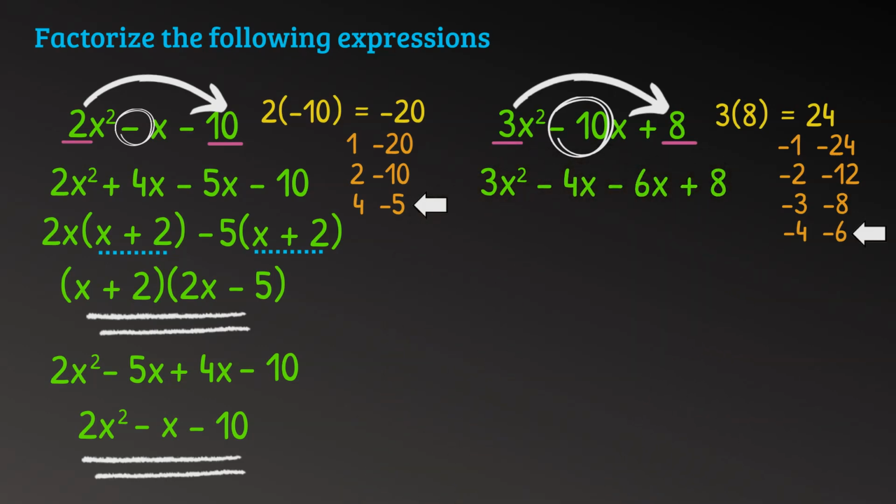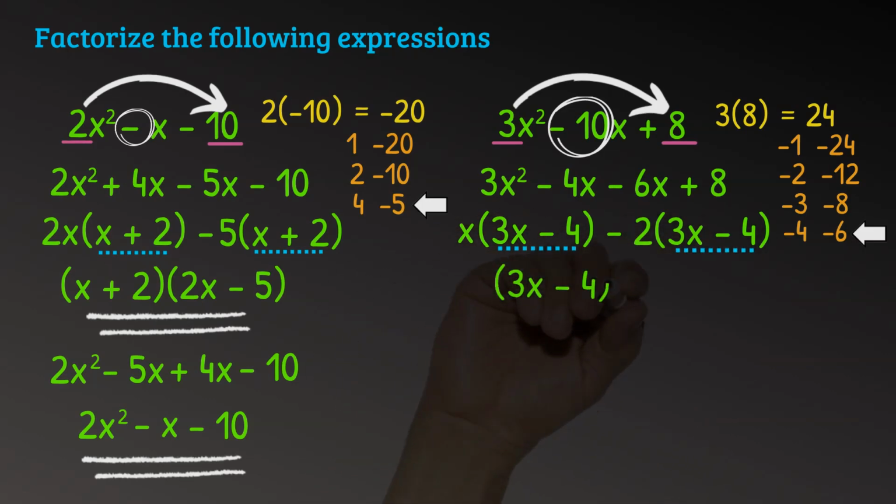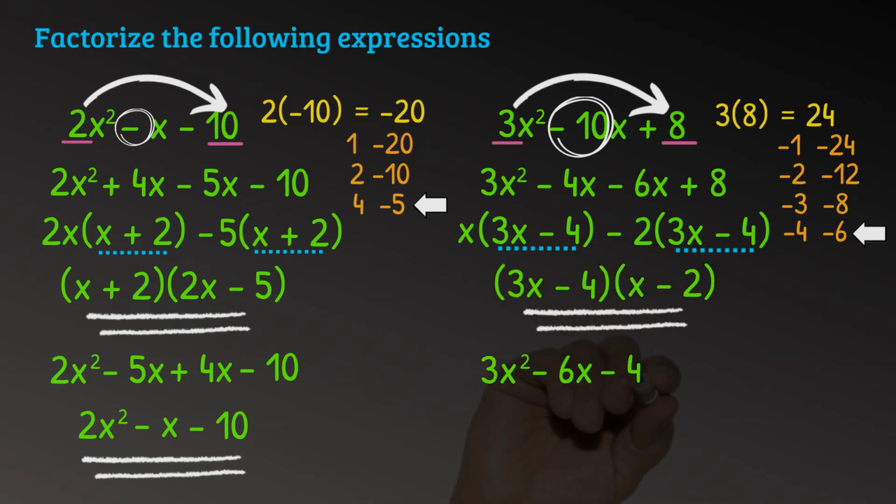Now, the greatest common factor for the first two terms is just x. So inside the bracket, we have to have 3x minus 4. And the greatest common factor for the second two terms is just a 2. So inside the bracket, we have to have 3x minus 4. So as the bracket 3x minus 4 is the same, we have the first bracket of our solution, and the second bracket will be x minus 2. And again, you can multiply these brackets out to check we get the original expression.